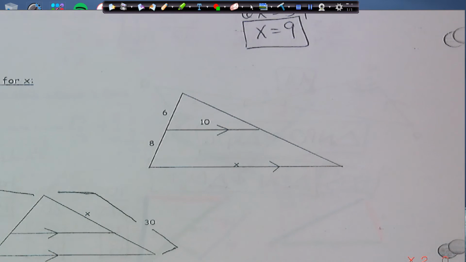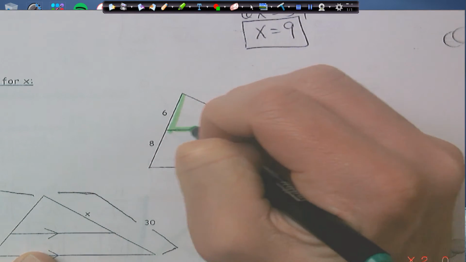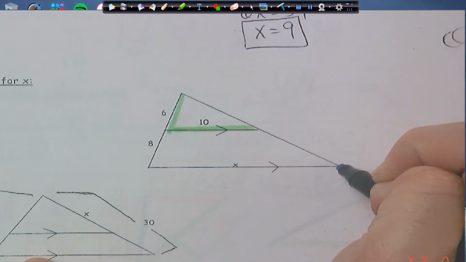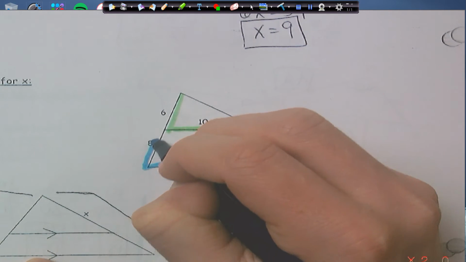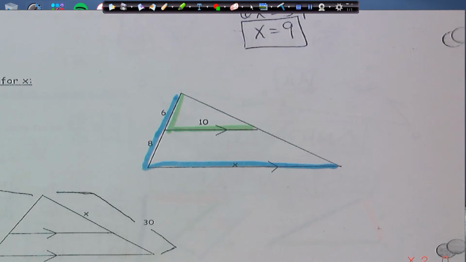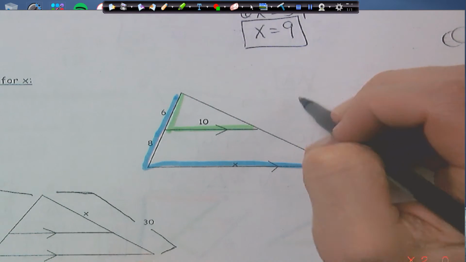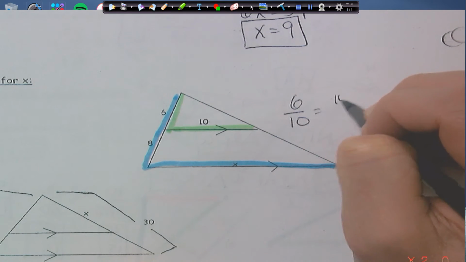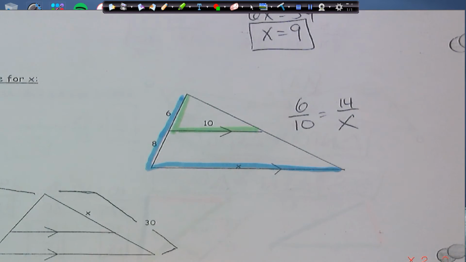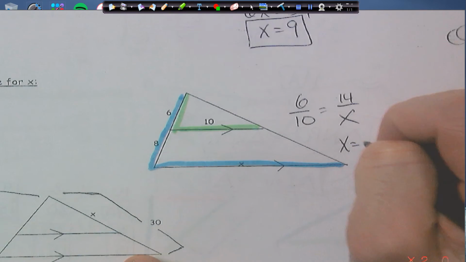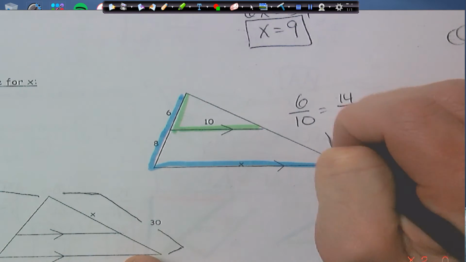Notice 6 is matched up with the triangle, so we got 6 and 10 here. And then this x piece doesn't match up with just 8, but it matches up with the whole side. So we make sure we have those corresponding pieces. I'm going to do 6 to 10, side to base, and then this whole thing is going to be 14 to x. So that's going to be 14 times 10, which is 140, divided by 6, which gets x equals 23.3 repeating.